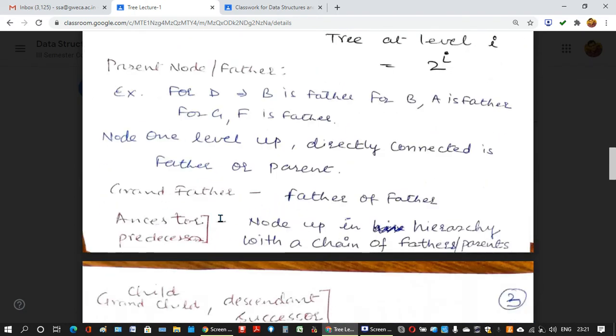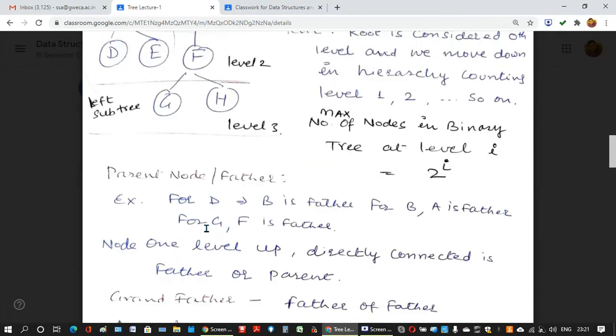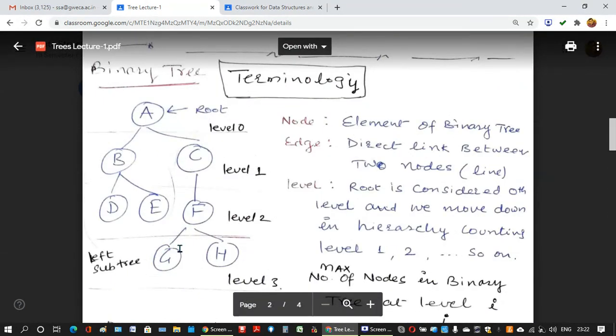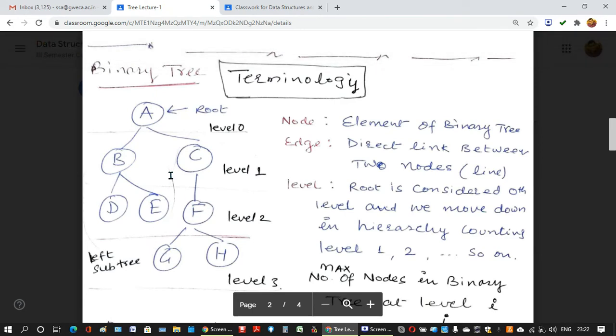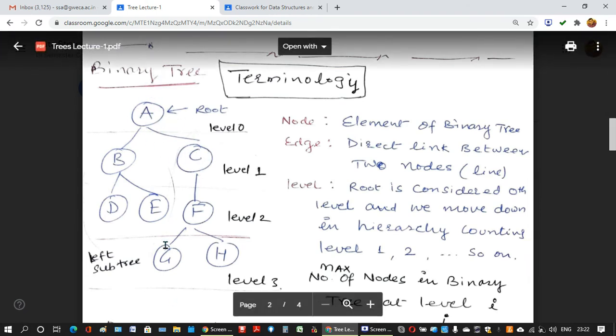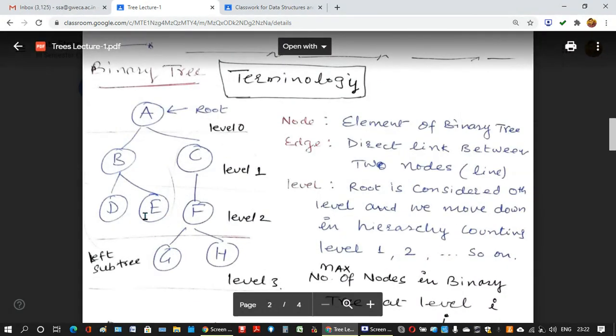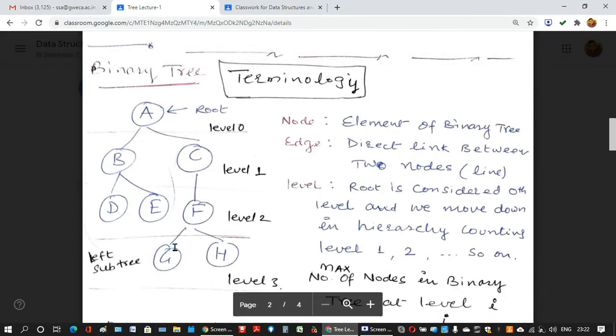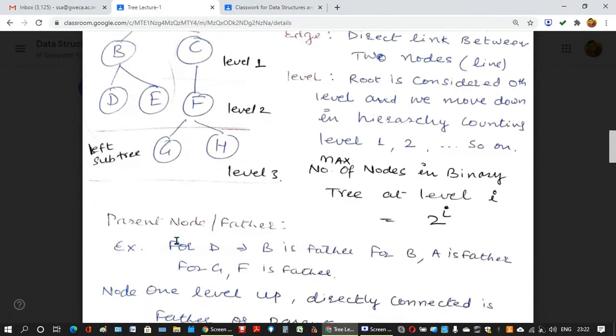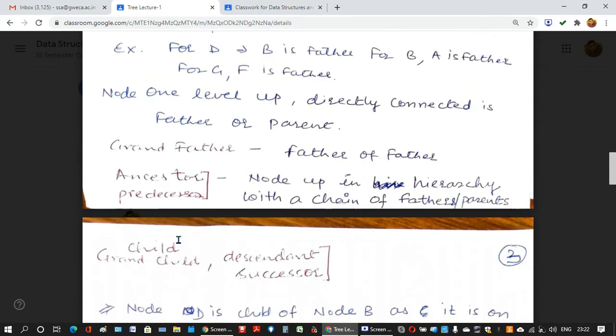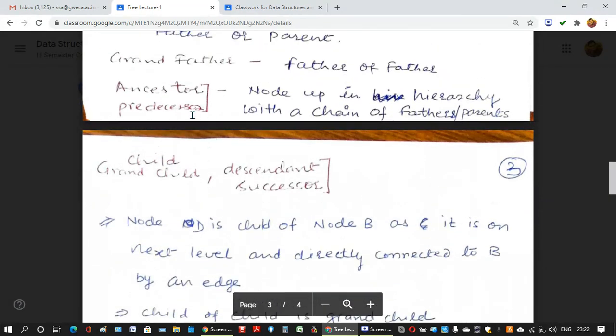grandfather, and so ancestor or predecessor. See, for this G, F is the father, C is the grandfather or grandparent, and then what is A? All nodes up in the hierarchy which are linked with G are called ancestors. So A is an ancestor or predecessor. Similarly, G will be called a successor of A, successor or descendant. These are terms which we use in our family tree also: descendant, ancestor or predecessor, and descendant or successor.